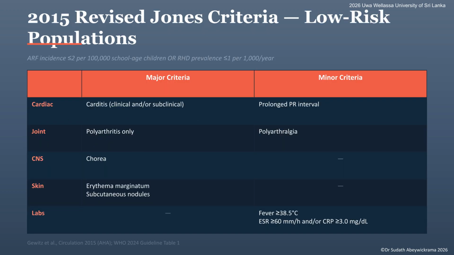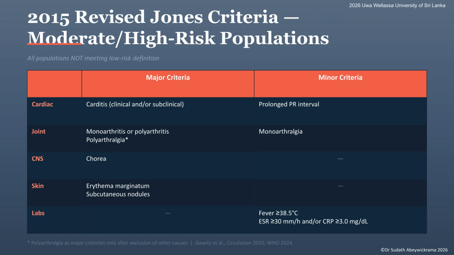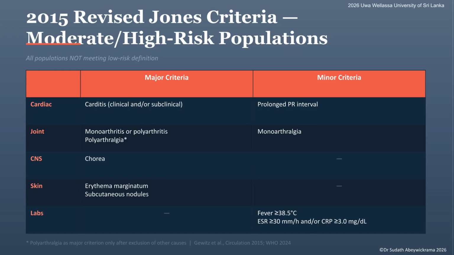In low-risk populations, major criteria include carditis, polyarthritis only, chorea, erythema marginatum, and subcutaneous nodules. Minor criteria are prolonged PR interval, polyarthralgia, fever, and elevated ESR or CRP. For moderate to high-risk populations, the major criteria are the same, but the joint criteria include monoarthritis or polyarthritis, and polyarthralgia after excluding other causes. Minor criteria are monoarthralgia, fever, and elevated ESR or CRP. The definitions vary by population risk status.